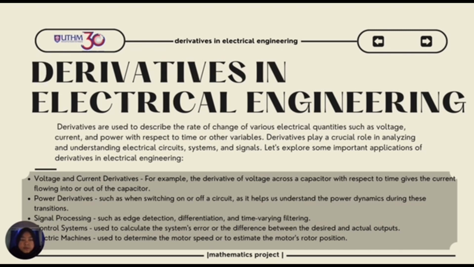Third, signal processing, such as edge detection, differentiation, and time-varying filtering. Fourth, control system. It is used to calculate the system's error, or the difference between the desired and actual outputs. And lastly, electric machine, used to determine the motor speed or to estimate the motor rotor's position.